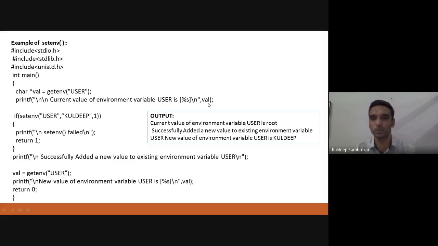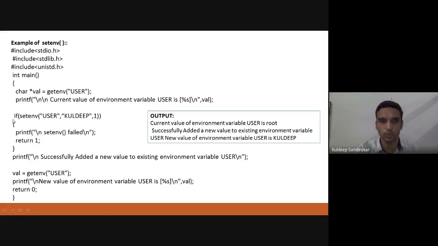Once it displays root, my next task is to change the value of this variable from root to some new value. How to change the value of an existing environment variable? By using setenv. So I'll call the setenv function. Please recall the syntax. First is the name of the environment variable. The next is the new value which you are assigning to the environment variable. And the third one is just an integer value which you are passing.